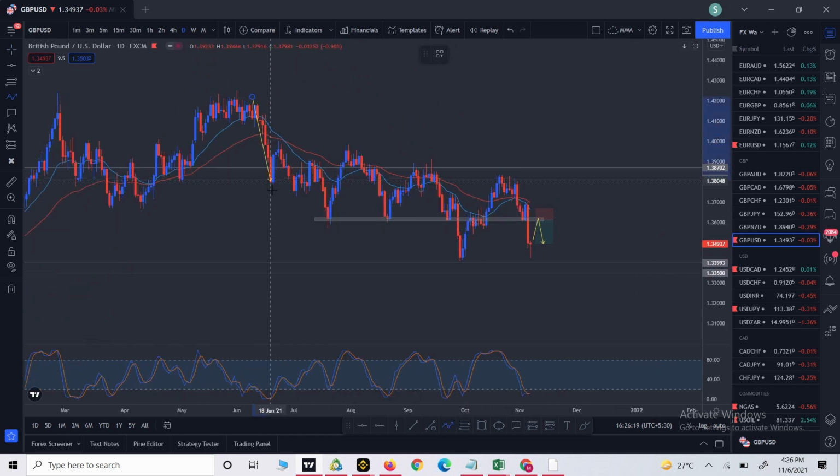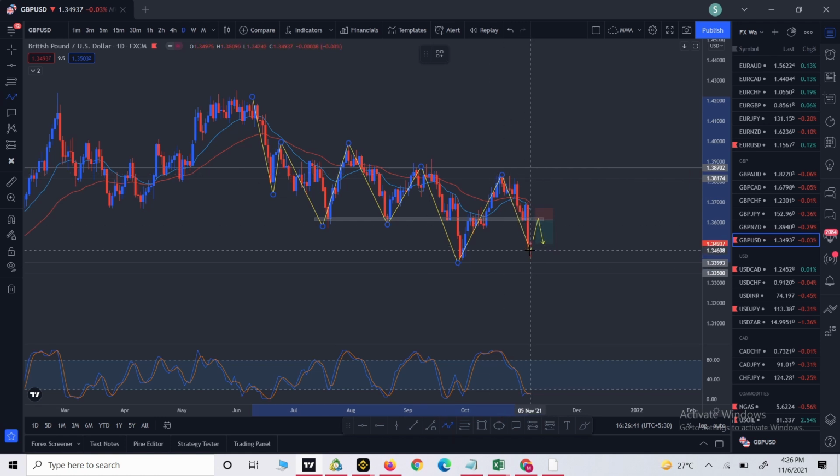GBPUSD, starting from here, we have the low, lower high, lower low, lower high. Same low, lower high, lower low, and the price almost retested the previous resistance, or the lower high of this downtrend, and right now it's getting rejected from that zone, and right now the price is here.